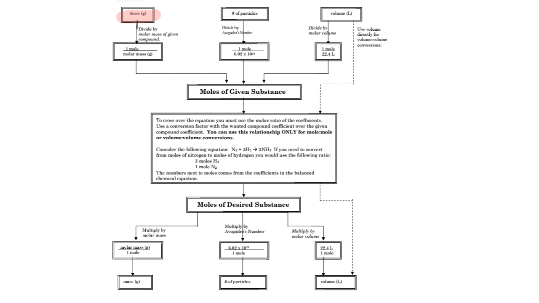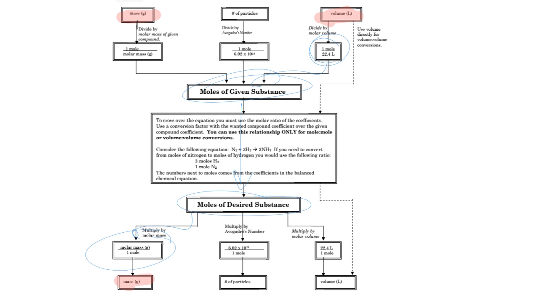Let's do one more example. Let's say you are given a volume and you want to get to mass. Again, you just follow your flow chart. We start at volume. Our first conversion is 1 mole over 22.4 to get to moles of what we have. Then I use my coefficients to get to moles of what we want. Then I use my conversion right here.